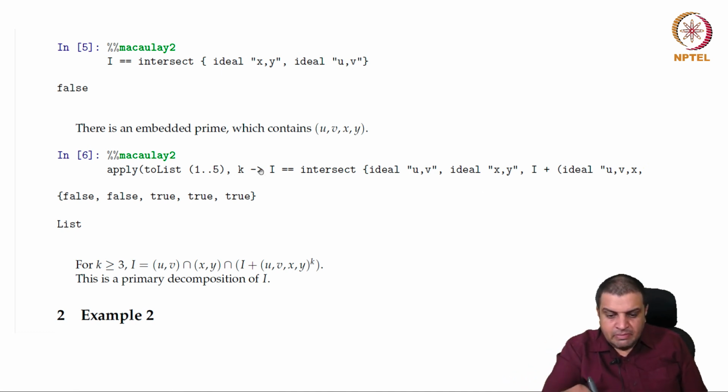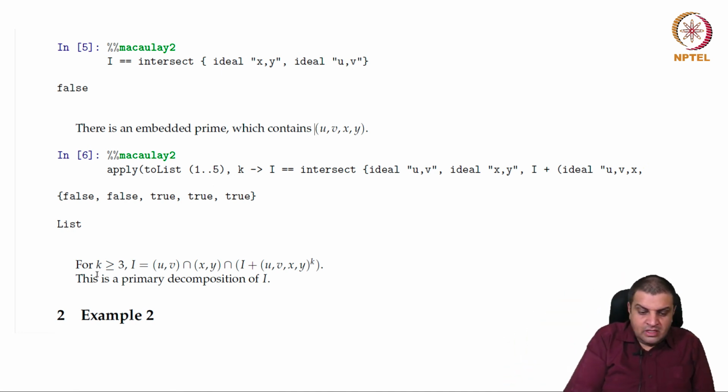And then we ask whether I is equal to this intersection, and for the first 2 values 1 and 2 the answer is false, and for 3, 4, 5 onwards it is true. So for k greater than or equal to 3, I is (u, v) intersect (x, y) intersect I plus the ideal generated by the variables to the kth power. The first two are prime ideals with different associated primes, and this is primary to the maximal ideal, so this is also primary, and hence this is a primary decomposition of I.